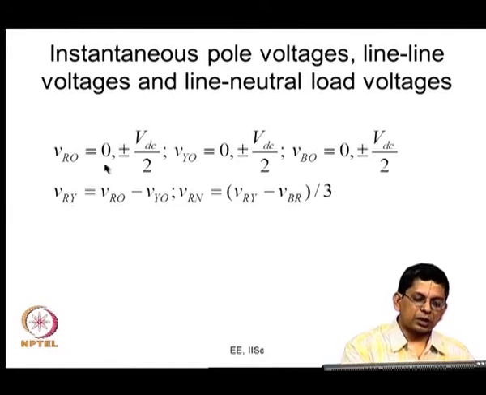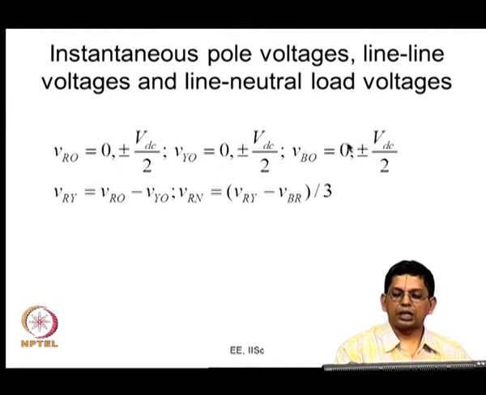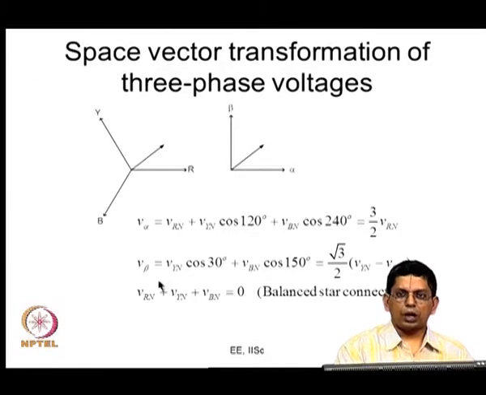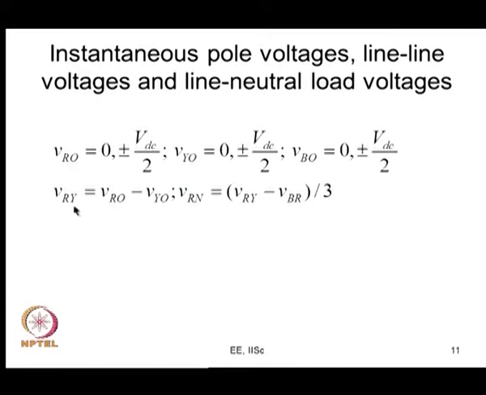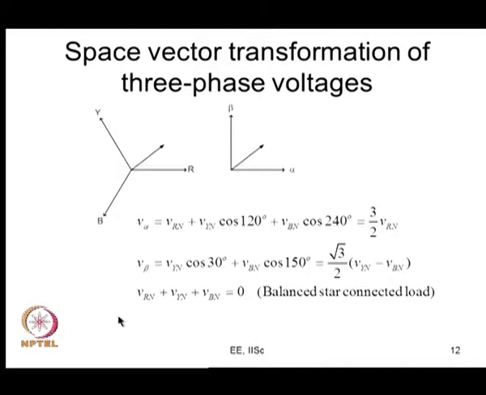So, the main difference is in this value 0, otherwise it is similar to that of the 2 level inverter. The analysis procedure from pole voltage to line voltage and line to neutral voltage on the load is pretty similar. Now you have VRO, VYO, VBO, and from those you can get VRY, VYB and VBR, and you can also get VRN, VYN and VBN, which can be used to obtain V alpha and V beta. The same space vector transformation is valid because VRN plus VYN plus VBN is equal to 0.